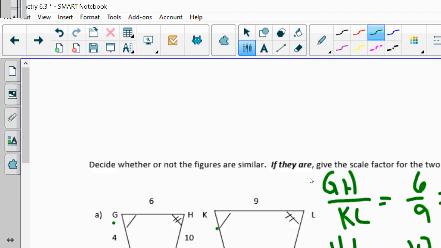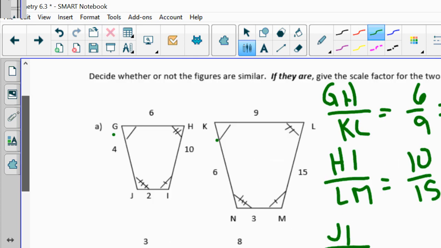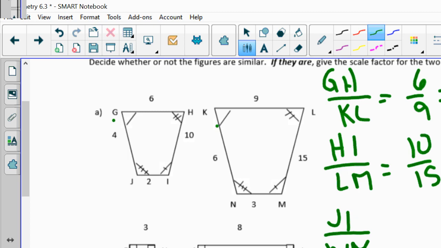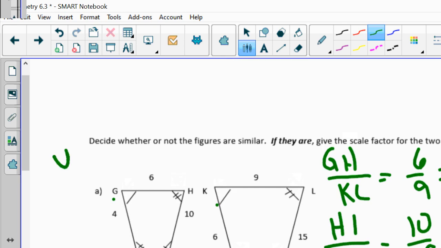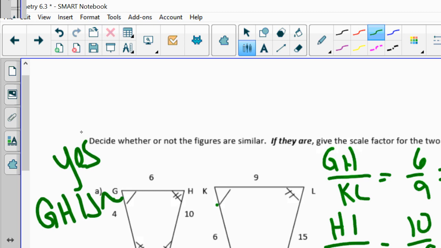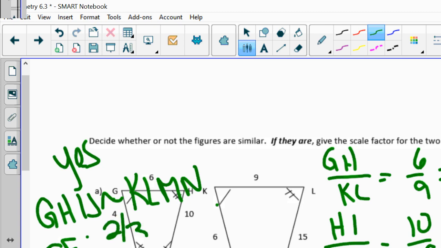Next, I would check JI over NM. So I would get 2 over 3. And finally, GJ over KN, 4 over 6, which reduces to 2 over 3. So yes, they are similar. So I could say GHIJ similar to KLMN. My scale factor, or the similarity ratio, is 2/3. Okay.